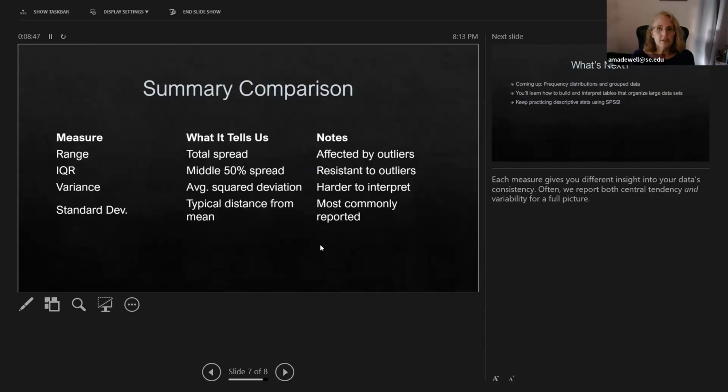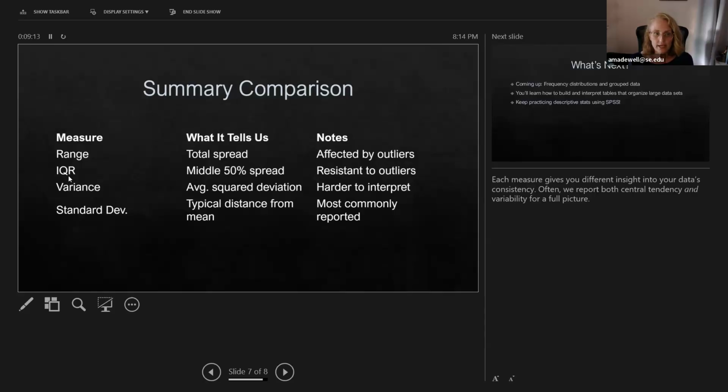For this slide, we have a little summary comparison. When we talk about range, it tells us the total spread of scores. It tells us the minimum and the maximum score possible. It could be affected by outliers, so that is a limitation. It doesn't mean that we throw anything away just because it has a limitation. We just interpret it carefully.